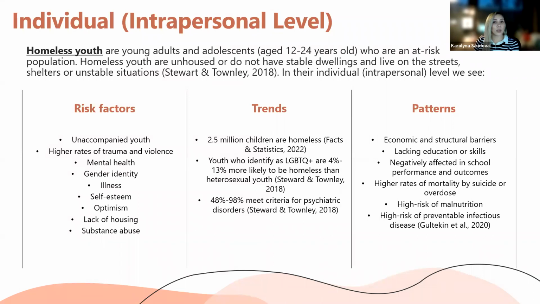At the core of the model, we see the individual and intrapersonal level. Homeless youth is defined as young adults and adolescents aged 12 to 24 years old who are an at-risk population. Homeless youth are unhoused or don't have stable dwellings and most likely live on the streets, shelters, or unstable situations, according to Stewart and Townley, 2018. Unhoused and unsheltered youth may also reside in transitional settings, including awaiting foster care or temporarily in hotels or motels.